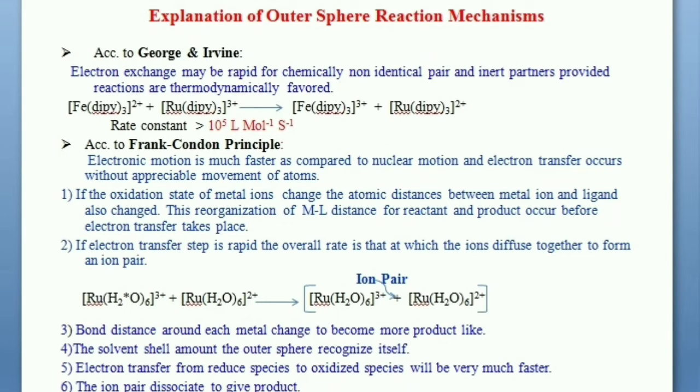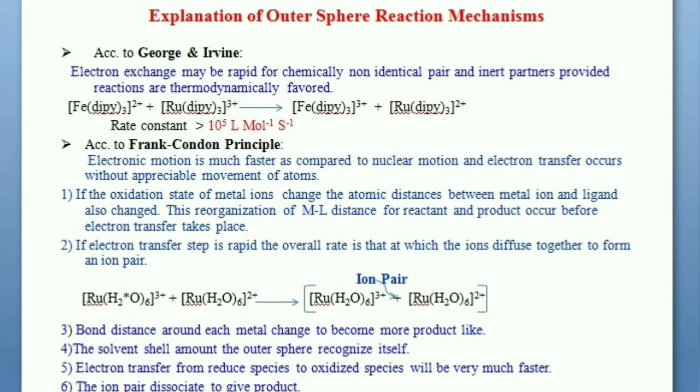According to George and Irwin, electron exchange may be rapid for chemically non-identical pair and inert partners, provided reactions are thermodynamically favored. In this reaction you can see the electron transfer occurs between an iron 2 complex and an iridium 3 complex. Here both complexes have different metal ions. So the electron transfer occurs between two non-identical pair and the rate of reaction is very high, 10 to the power 5 liter per mole per second, and it can be said that cross reactions are faster than self-exchange reactions.